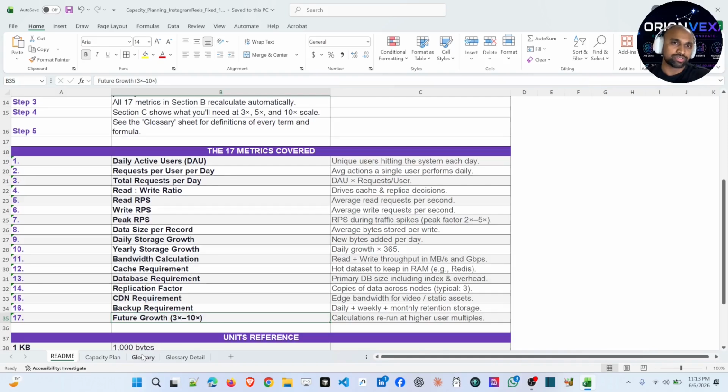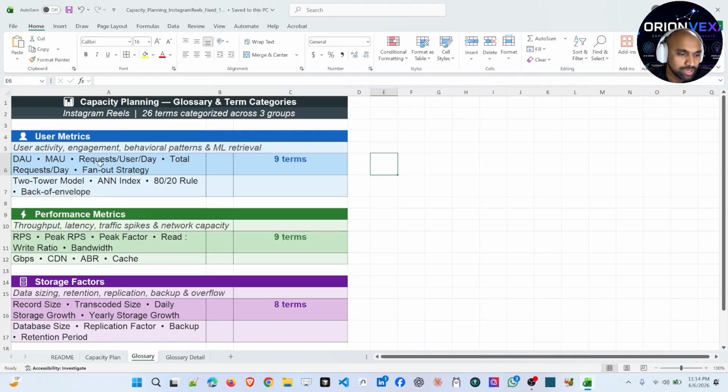Let's see the glossary. Glossary means what are the parameters we can consider while doing the capacity planning, and what are their definitions and how to calculate them. Let's go ahead and see. In the glossary, I have divided all the metrics into three categories: one is user metrics, second is performance metrics, and third is storage factors.